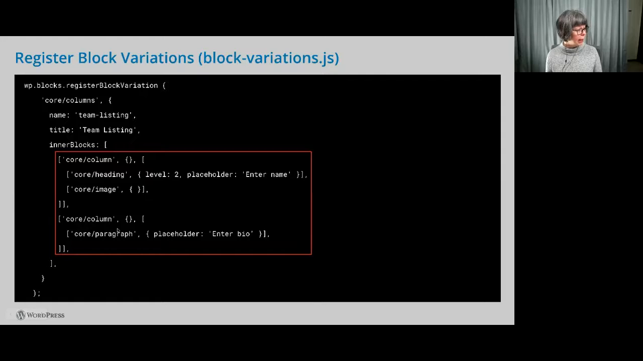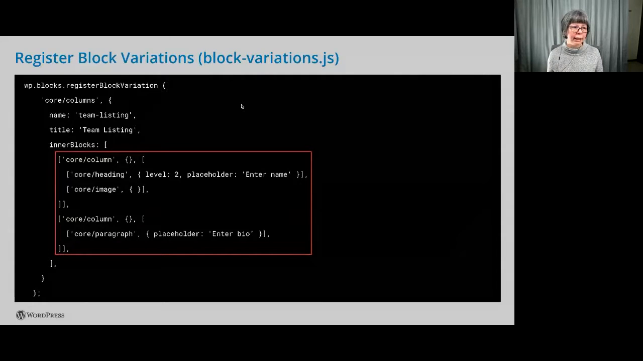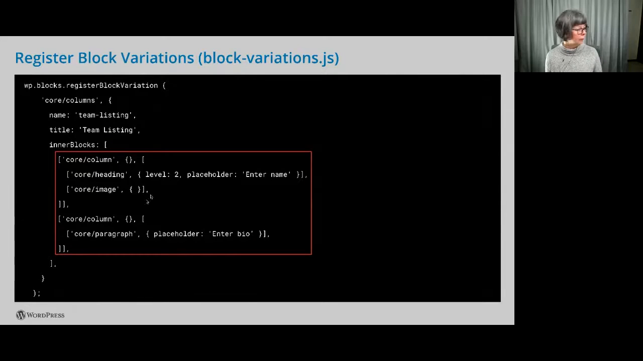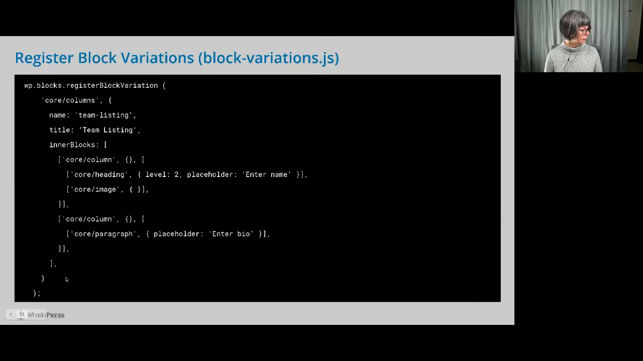Second column has a paragraph block with the placeholder of enter bio. So this would be kind of like for a team member area. So you could have an easy way to add a team member to a team page. And then that is our block variation registration.